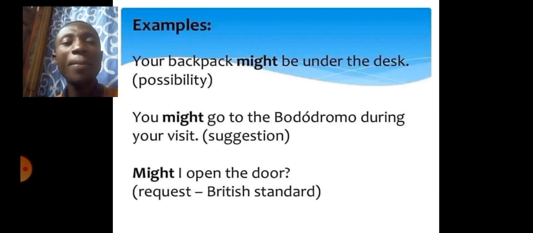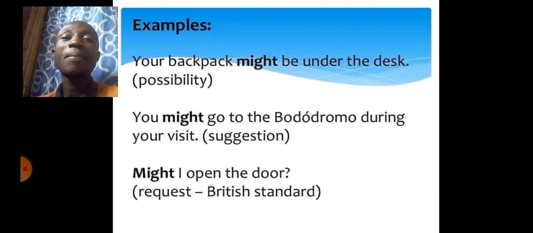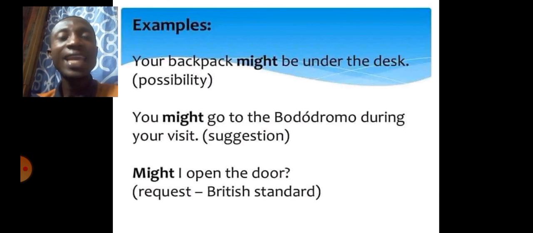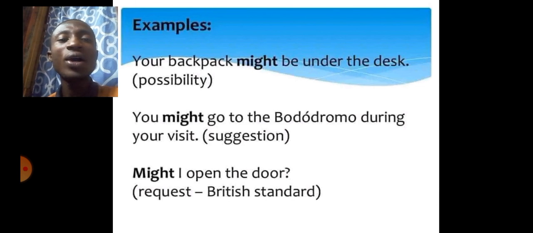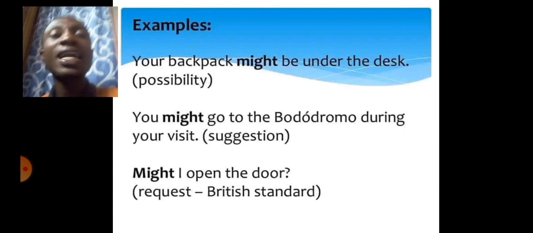Might I open the door? Here it is used to make a request. This is considered a British standard of English. Might I open the door, please?